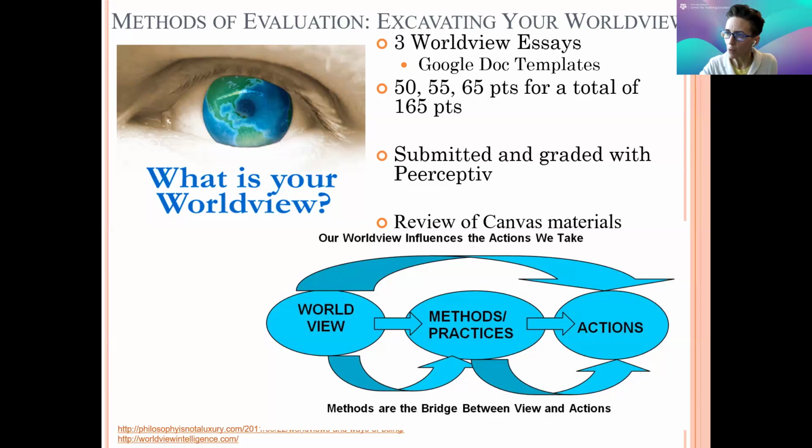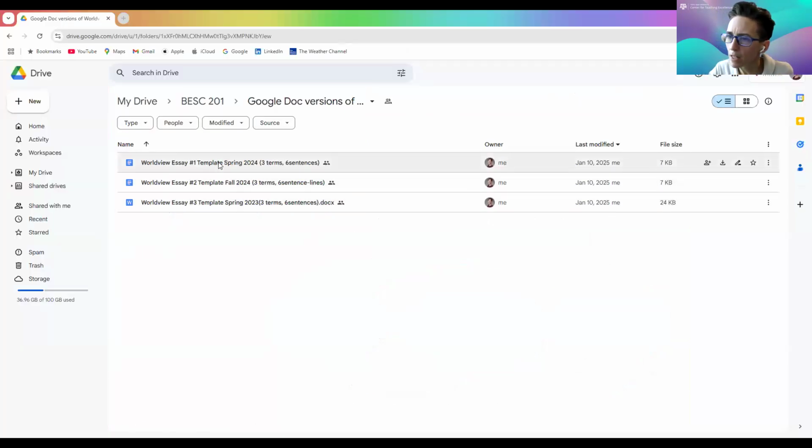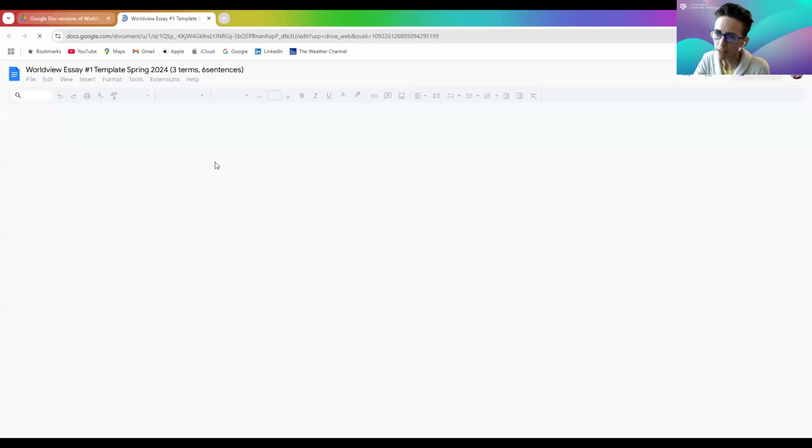So let me pull up the rubric, not the rubric, okay, let's move over to one of these. Share. There we go. Okay. You will have access to these later. I will share them and embed them in Canvas, but here's an example of the first one. So this is the template for essay 1.